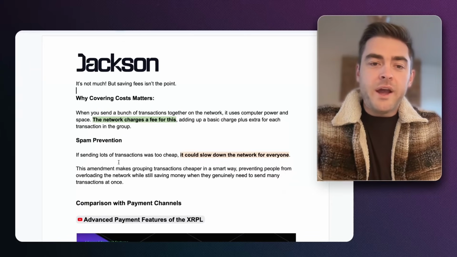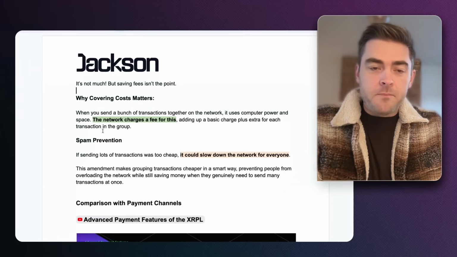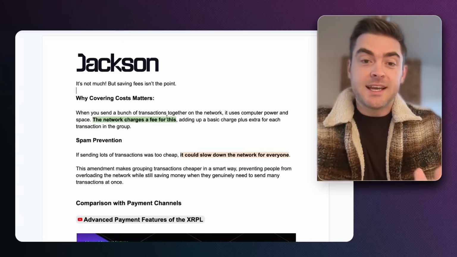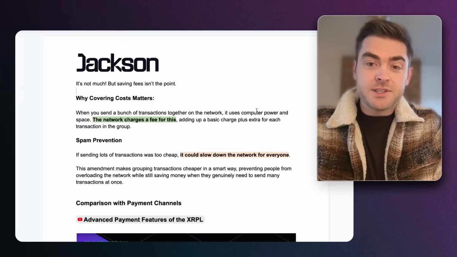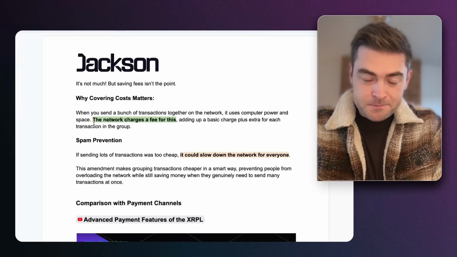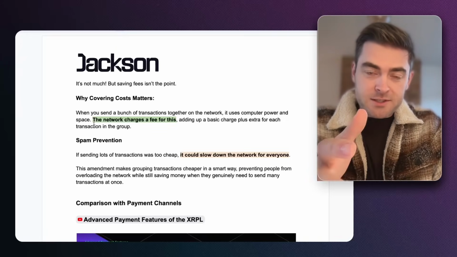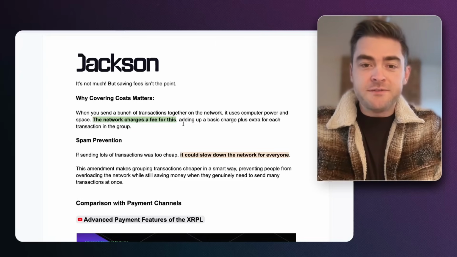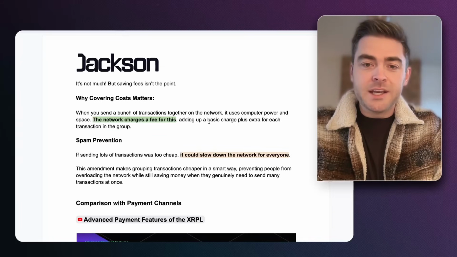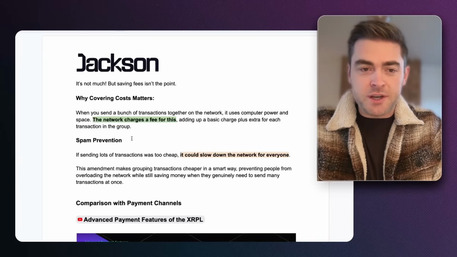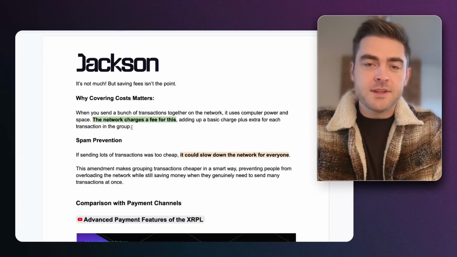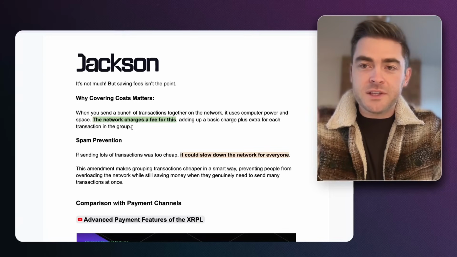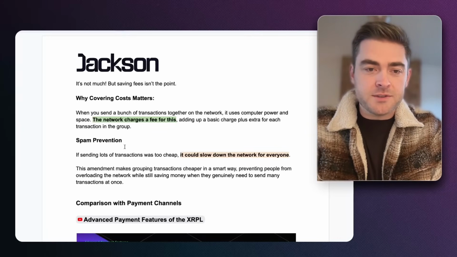So why is there this difference? Well, when you send a bunch of transactions together on the network, it uses computer power and space, right? So you're using a system, it costs to use the system, the fees need to be covered. The network charges a fee for this, adding up to a basic charge plus extra for transactions in the group. So there's the base and then the extra for the special use cases that you're trying to do.